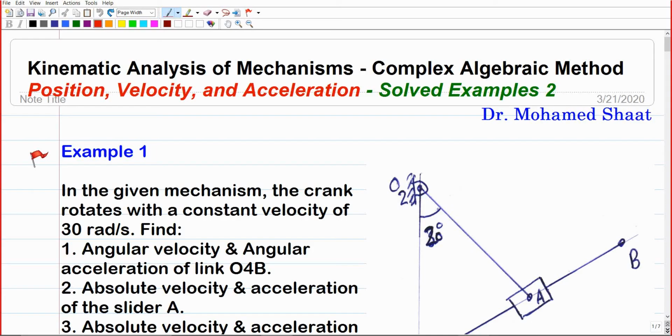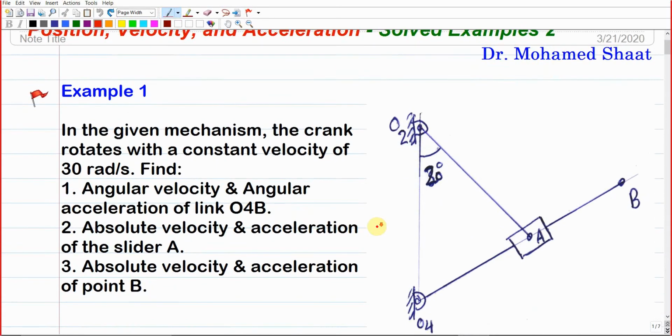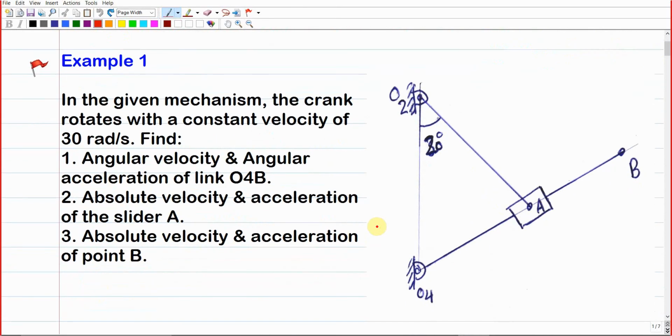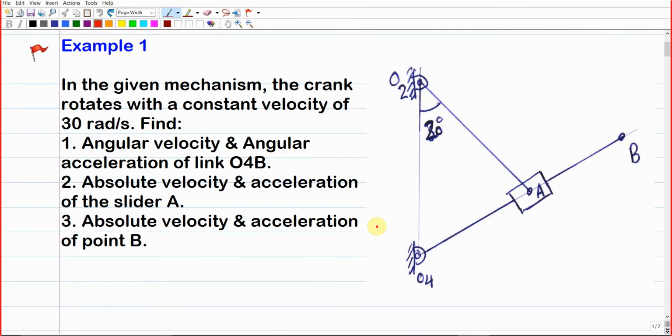All right, so if we consider this example here, this is example one, which is typically the homework, but in the homework I ask you to do position analysis. Let us consider the same mechanism, which is that you have a slider at A, and there is a connecting link, which is O4B, and there is another crank. This is the crank O2A. And this angle is already given by 20 degrees.